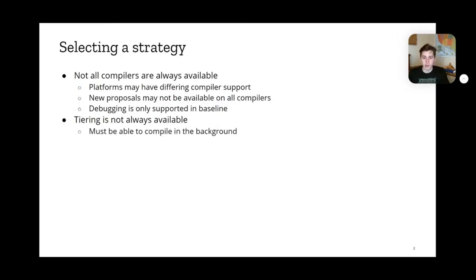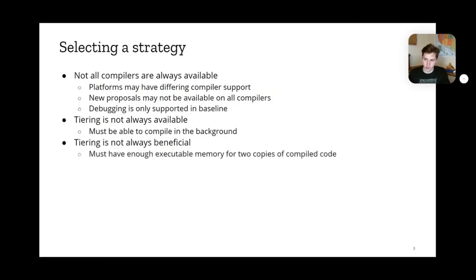If we aren't able to actually compile in the background, for example, if we don't have a certain amount of parallelism on the system, it doesn't really make sense to do tiering at all. And so we'll just jump right to the optimized tier. And in addition, this one's a little bit more tricky. Tiering is not always beneficial. There's two main cases here.